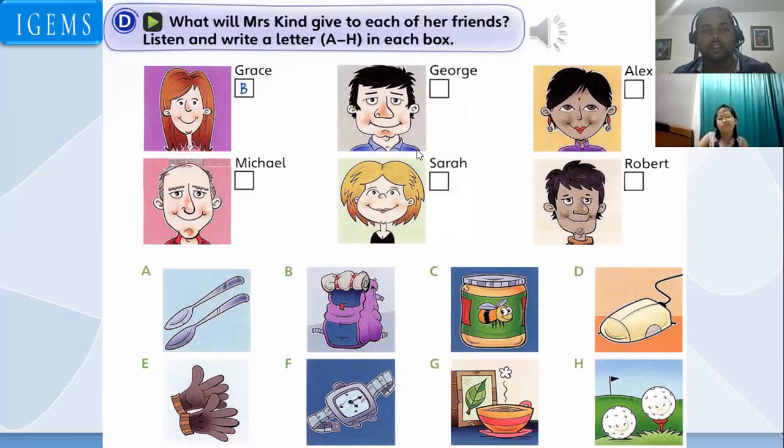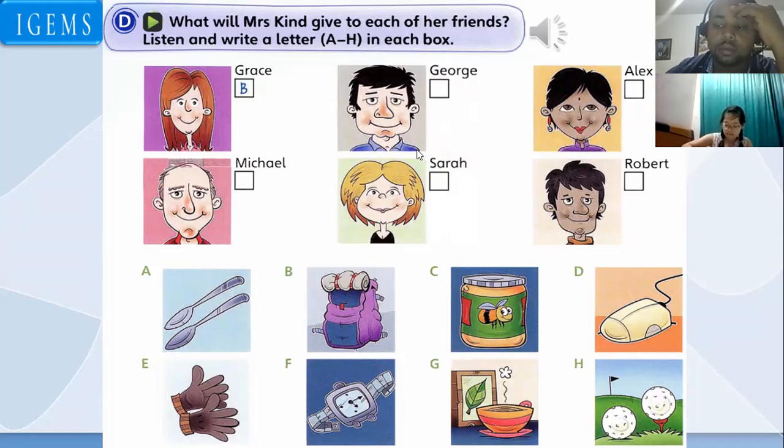Helen's mum, Mrs. Kind, wants to give each of her friends a present. Which present is for each friend? I like giving presents, Helen. It's such a nice thing to do. But I have to decide which present to give each of my friends. But it isn't their birthdays. I know it isn't, but I still like giving presents. Well, what are you going to give Grace? Let me think. She loves travelling, so this new backpack, I think. She can carry all her things in it on long journeys.